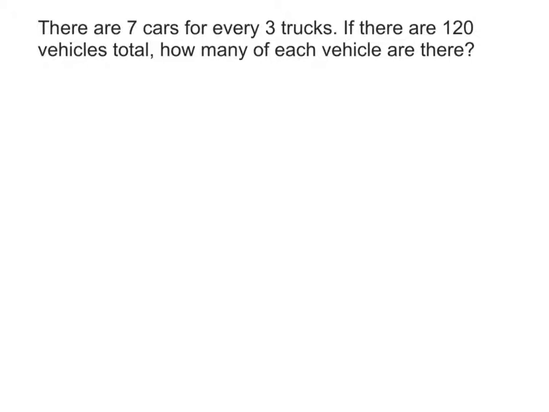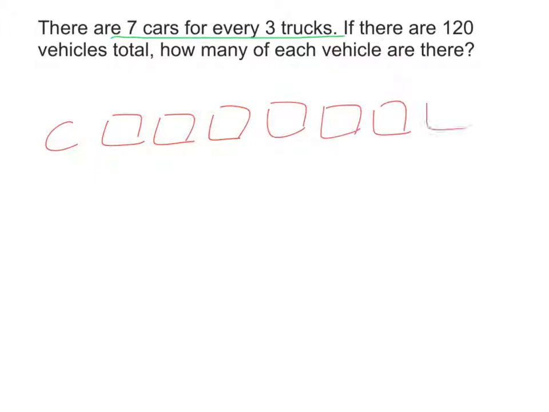So the first thing we always want to do is find the ratio, and this problem says there are 7 cars for every 3 trucks. So I know I can make a ratio comparing the cars to the trucks. 7 cars for 3 trucks. So first we can do cars: 1, 2, 3, 4, 5, 6, 7. And then we have our trucks: 1, 2, 3. So in this problem, they're saying 120 vehicles total.